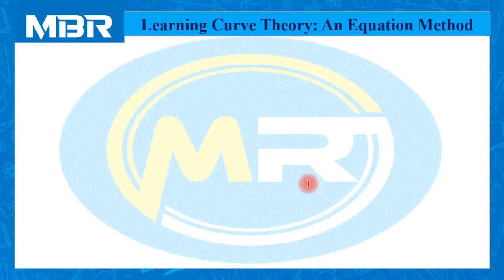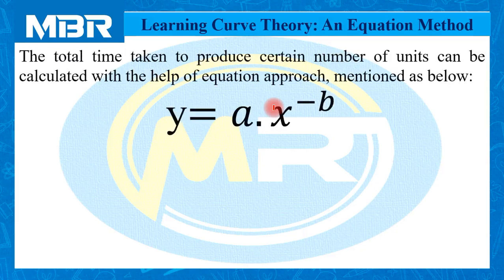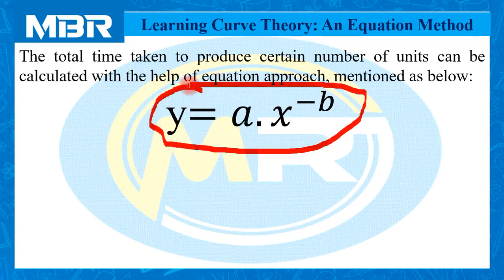Before learning the practical problem of learning curve theory equation method, it is necessary for us to understand the factors or variables incorporated in the equation. For the calculation of total time taken to produce a certain number of units, we have to use an equation, and the equation is available on your screen. You can easily check that four factors are incorporated in the equation.